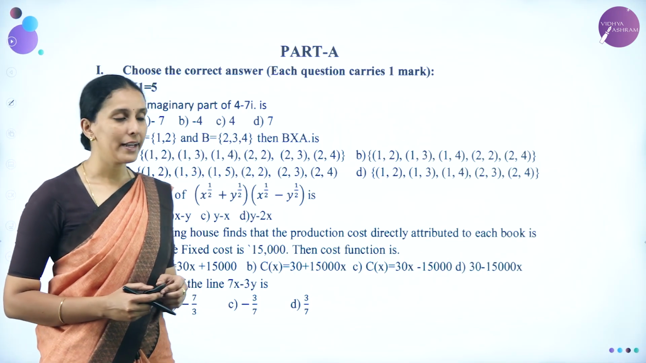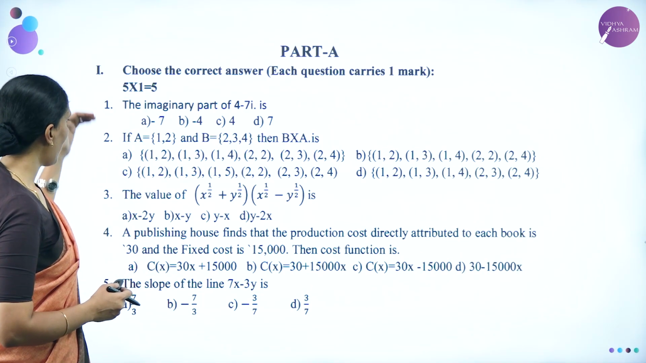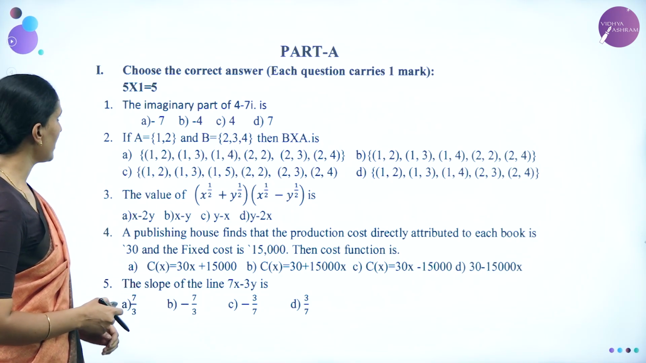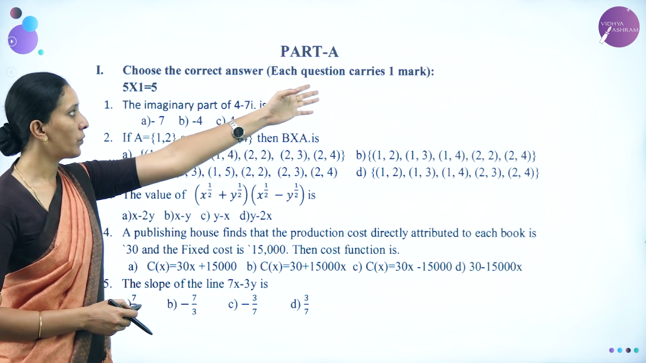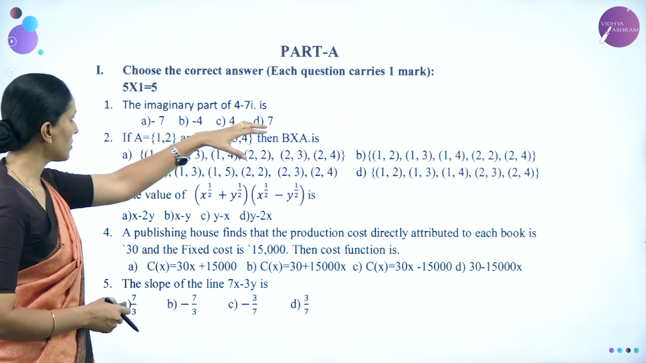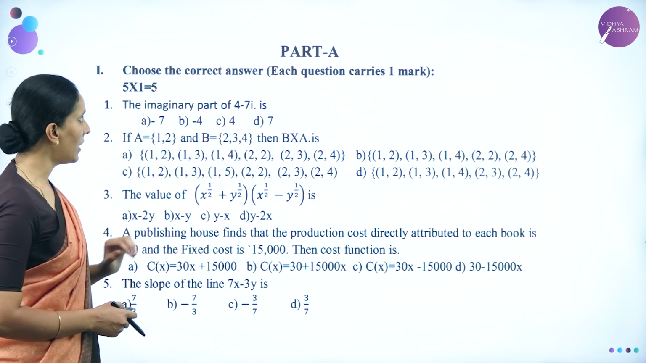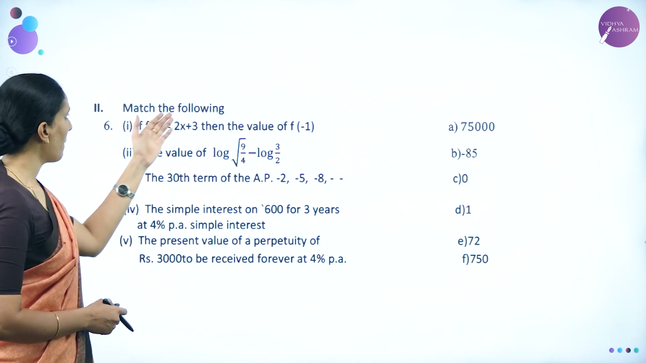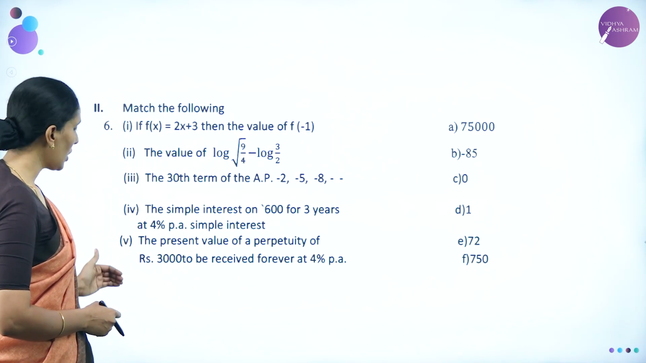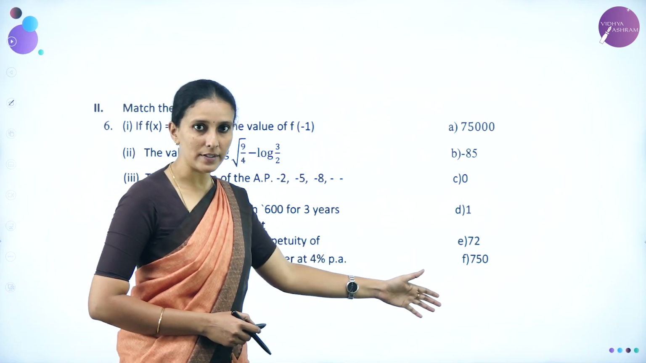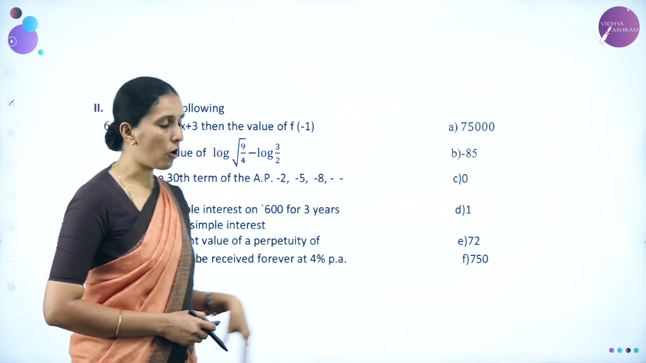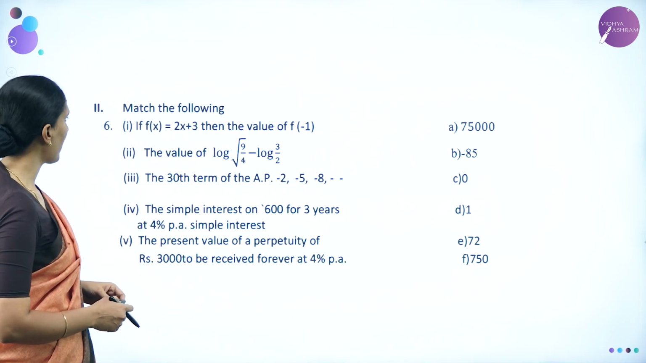Now you have the part A section here clearly. You have 5 multiple choice questions you can see. Choose the correct answer. Each question carries 1 mark. 4 options will be given for each question. So you have 5 marks. Next, you have match the following. So you have 5 questions and 6 options here. You need to match the proper options here. So this also carries 5 marks.